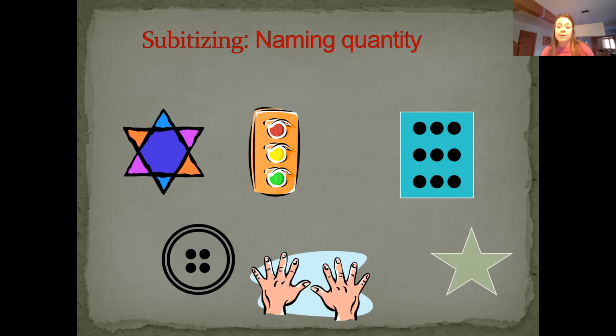I've had kids in grade 2 who I've asked, make 6 on your fingers, and they have to count to get to 6. That's very troublesome, problematic. We want kids to be doing lots of activities with their fingers so that they can automatically make those quantities without having to count.